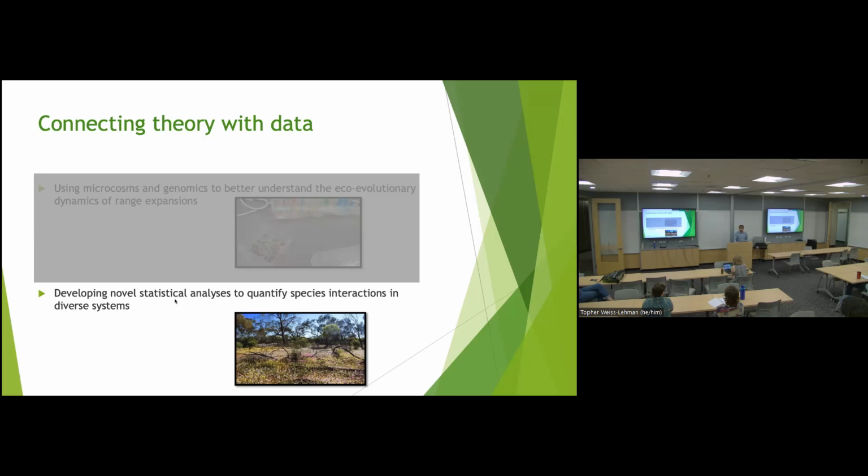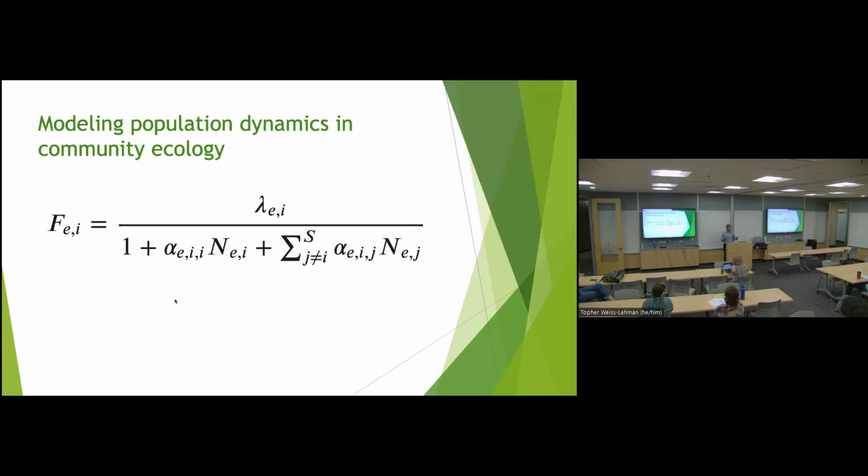to quantify species interactions in diverse systems. To motivate this, I want to give a bit of background on how modeling population dynamics works in community ecology from a theoretical perspective. So this is the Beverton-Holt model. It's very commonly used to model population dynamics in a community ecology context, at least specifically for plant community ecology. I realize microbial community ecology is a different ballgame that I'm not as familiar with, so apologies to any microbial community ecologists out there. This is going to focus on plants.